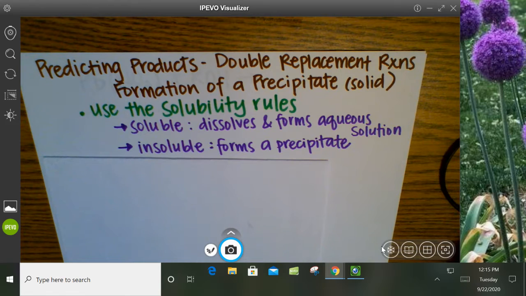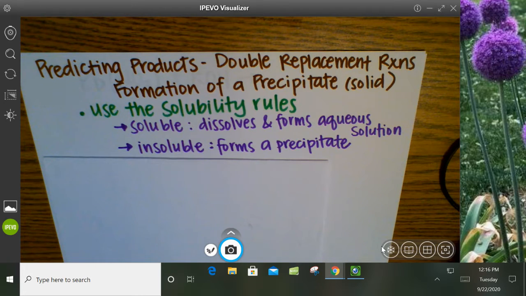Hello, everyone. This video is looking at predicting products for double replacement reactions where a precipitate forms. A precipitate is a solid substance that comes out of solution. Now, in order for us to know whether or not a precipitate will form, we have to use the solubility rules. To understand those solubility rules, we need to understand the words soluble and insoluble.